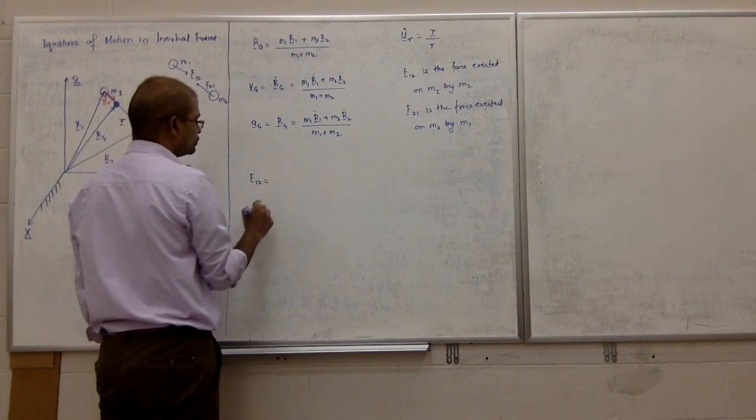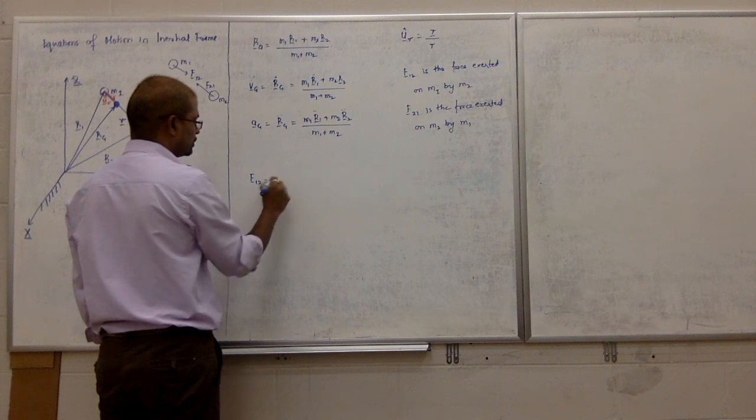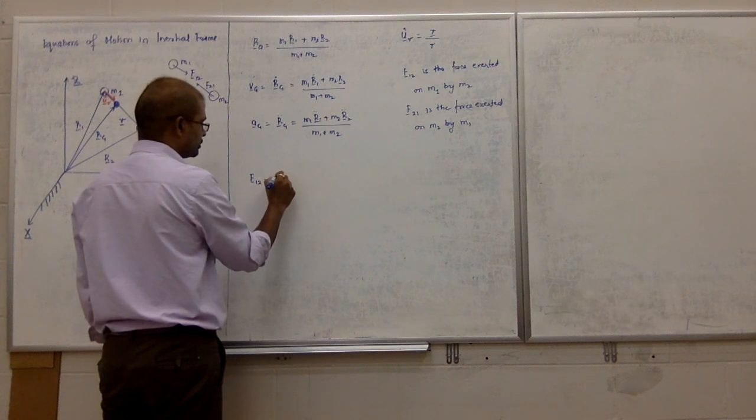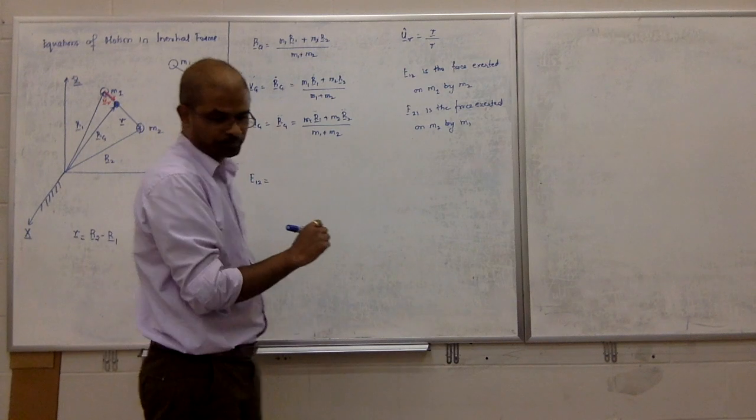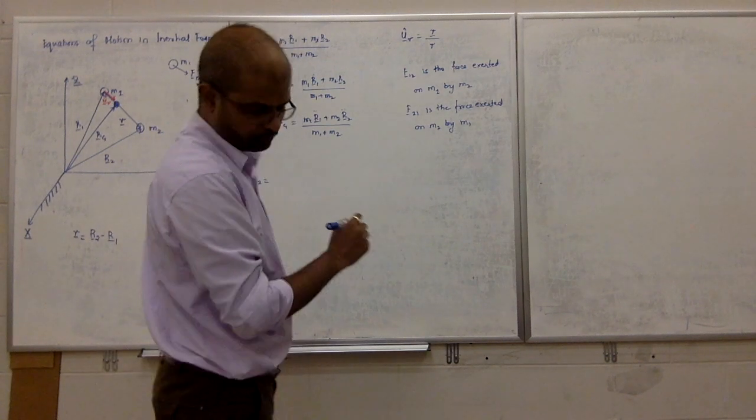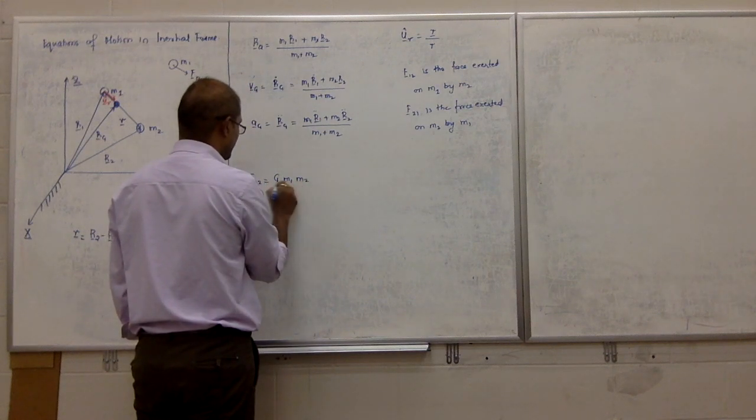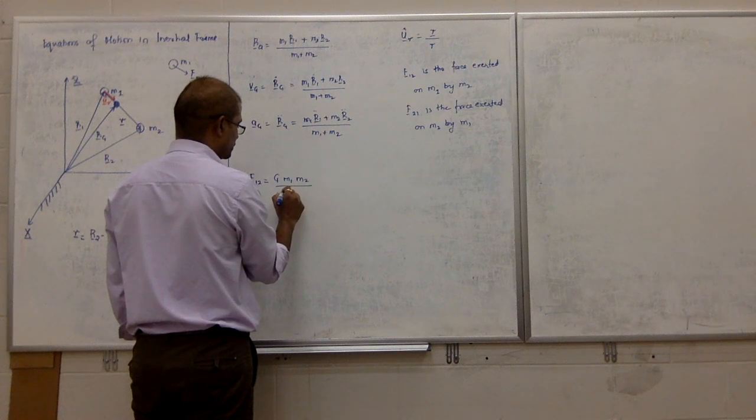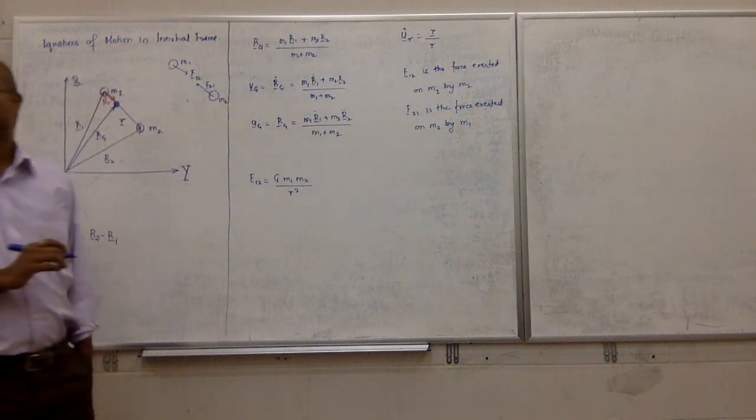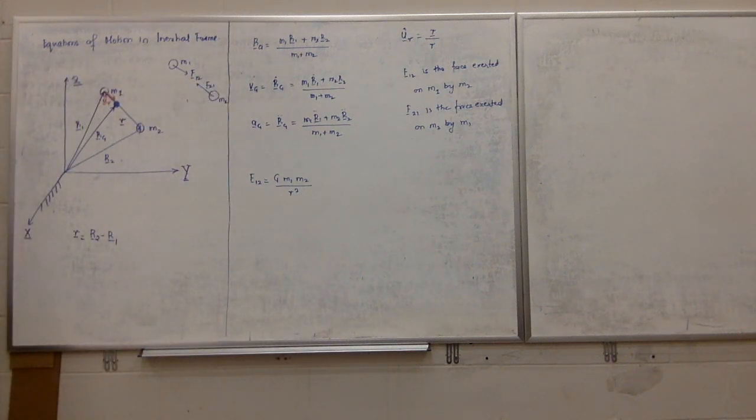So now you can see how to write this. F12 is equal to, what do you know about this? It is G M1 M2 divided by R square, right? Recall the universal law of gravitation. It states that the force is proportional to the product of the masses and inversely proportional to the square of the distance between them.